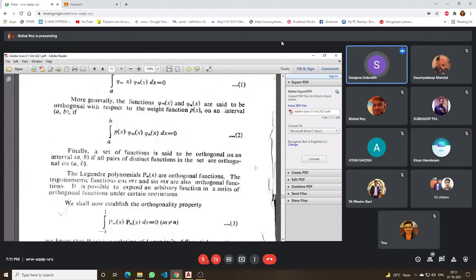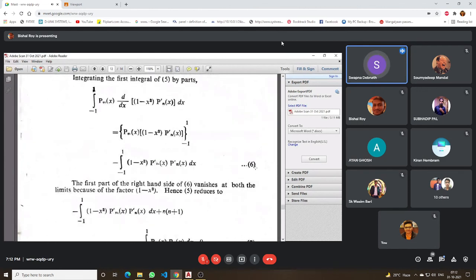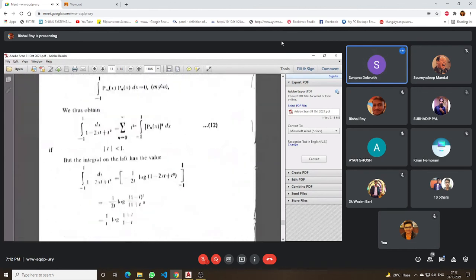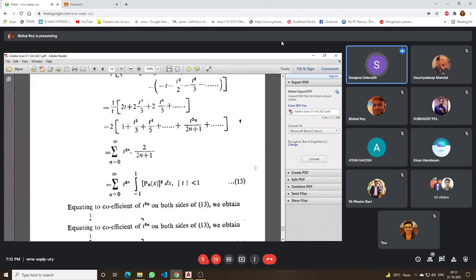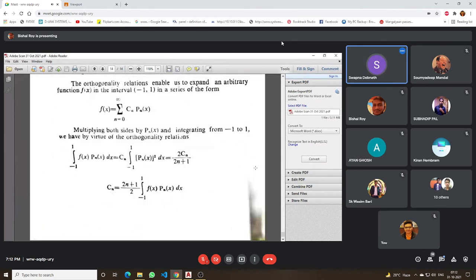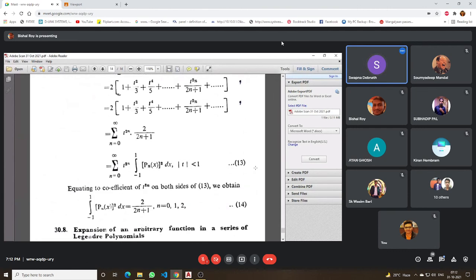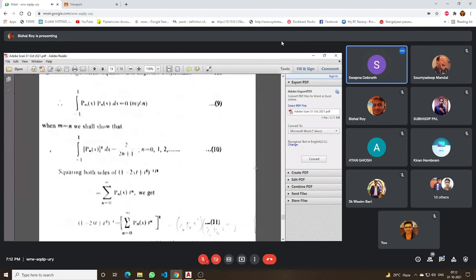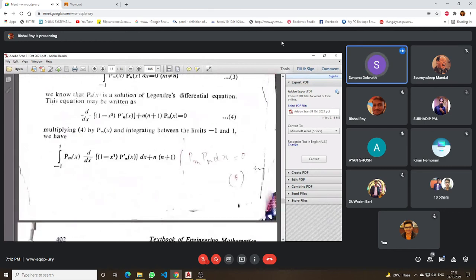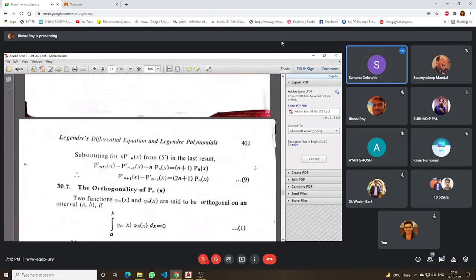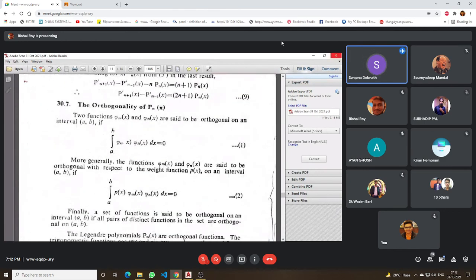These are the two topics which are left. If we can cover orthogonality and then Bessel equations, then our syllabus will be completed. I have given the notes, but that we will discuss in the next week.